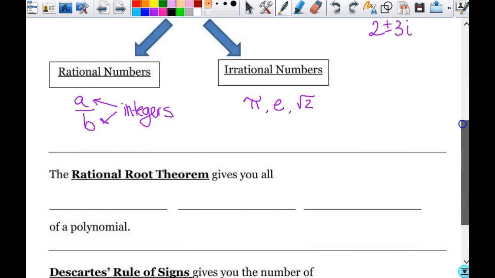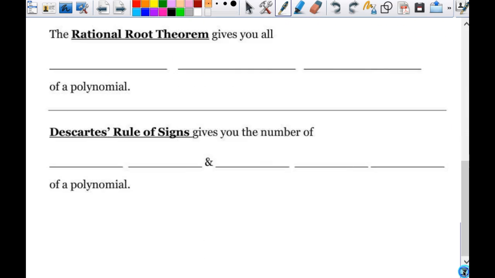All right. So here are the two things we're going to talk about. Just kind of summarize it here on the front. So the rational root theorem gives you all possible rational roots of a polynomial. Okay? It gives you all of the possible ones. There may not be any rational roots at all to a polynomial, right? But it gives you a list of possible ones to try, but it's only the rational ones, right?